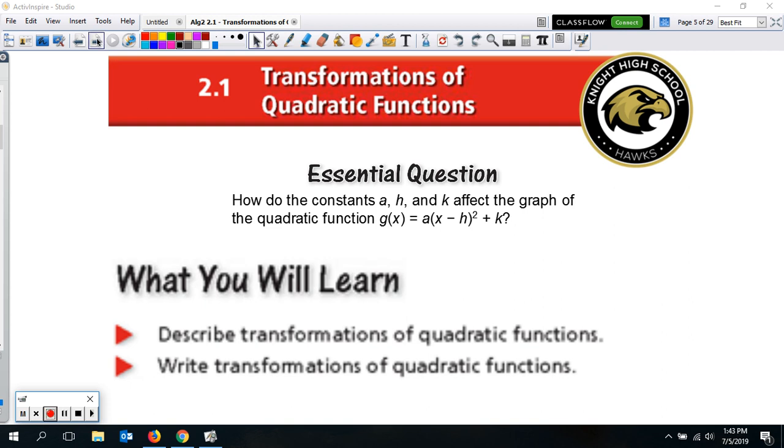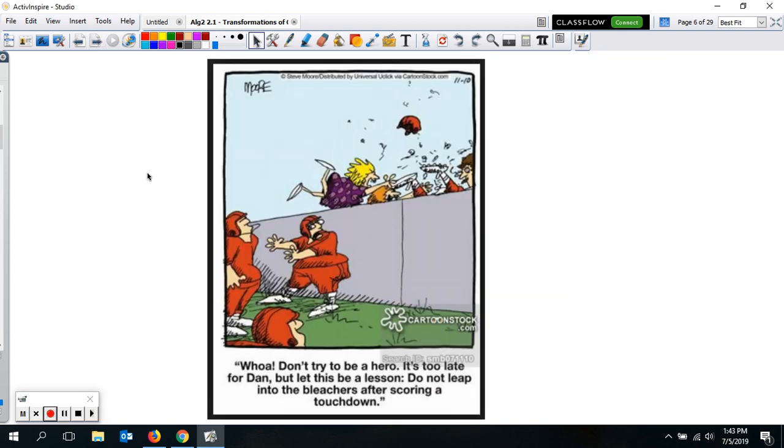First, let's go and look at a little cartoon. This is the In the Bleachers. Whoa! Don't try to be a hero. It's too late for Dan. Let this be a lesson. Do not leap into the bleachers after scoring a touchdown. Apparently all the lady fans attacked him. He's gone. He's never to be seen again, apparently.